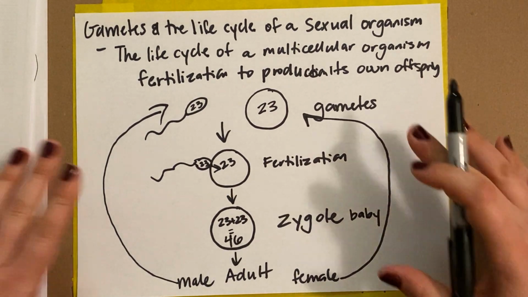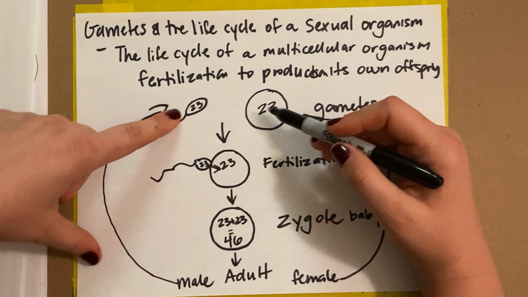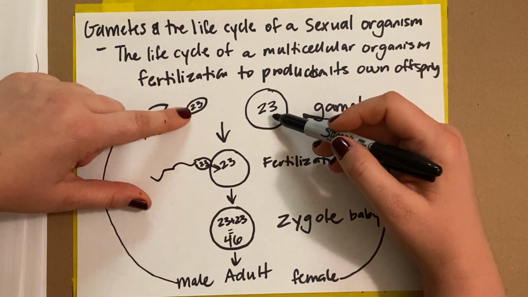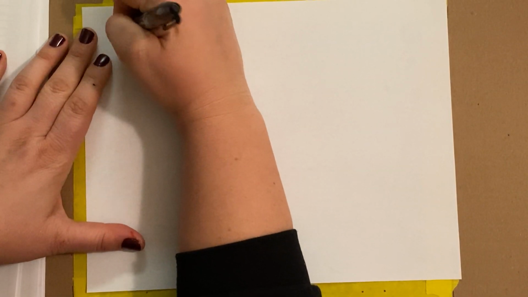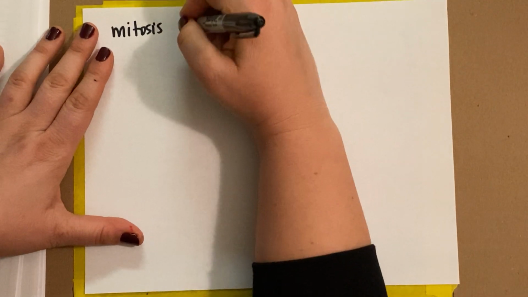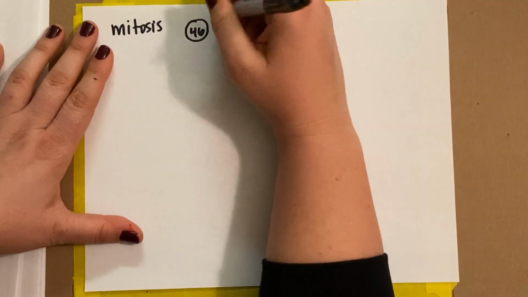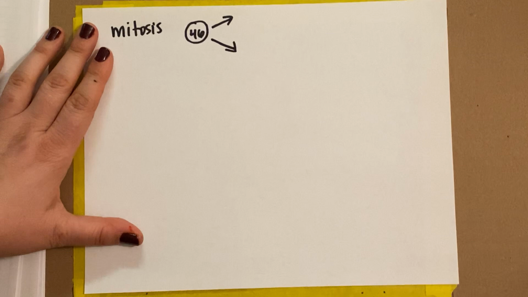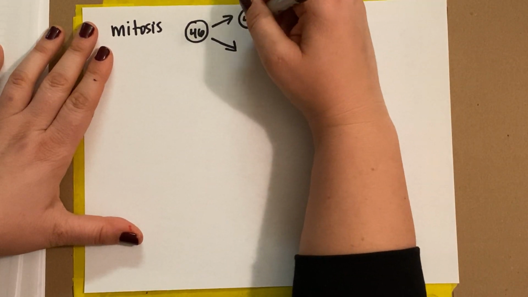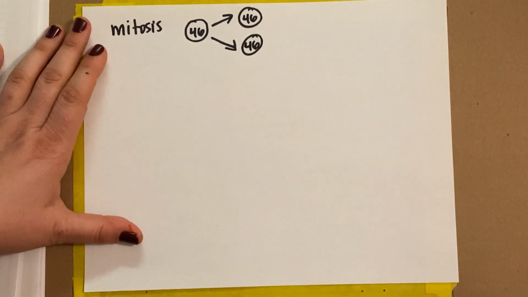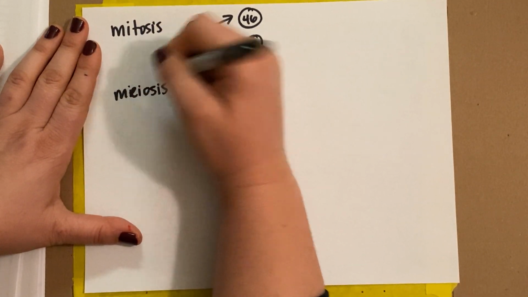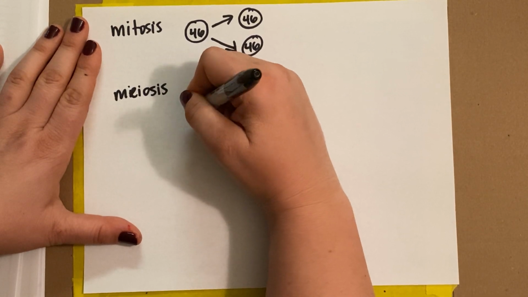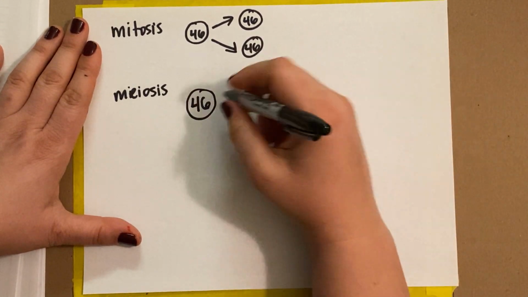So we need to talk about how to make cells with only 23 chromosomes, because when we talked about mitosis, we started off with a cell that had 46 chromosomes, we doubled the DNA, and we ended up with cells with 46 chromosomes at the end. So 46 and 46. For meiosis, we don't want that to happen. We're going to start with a cell that is 46.